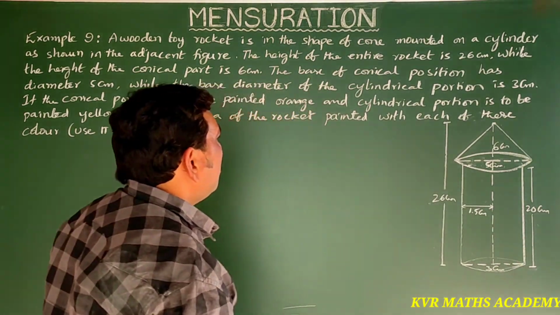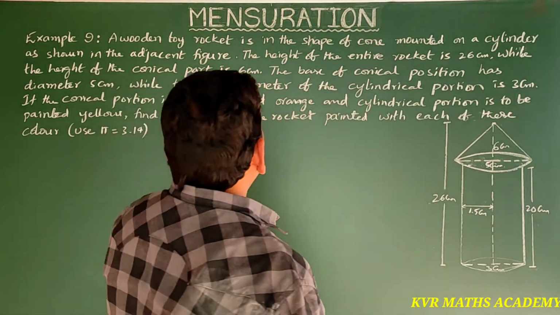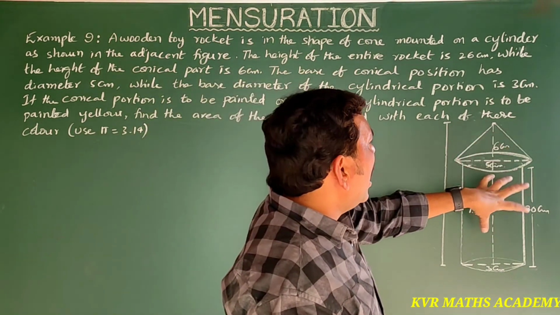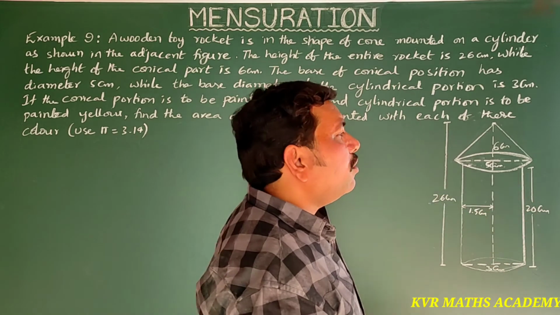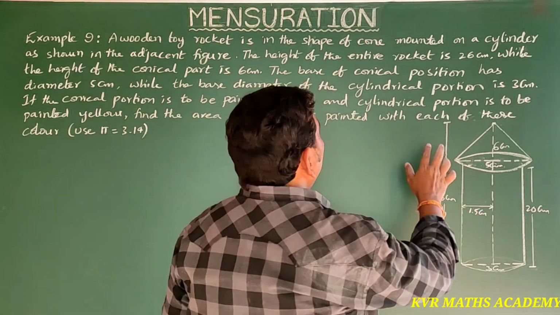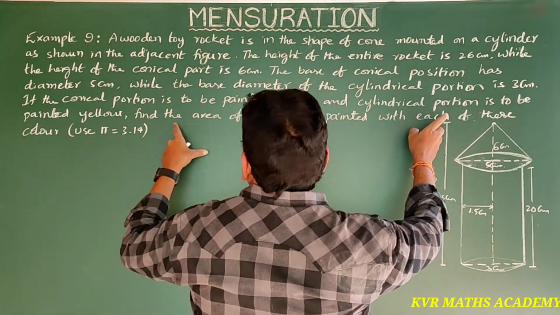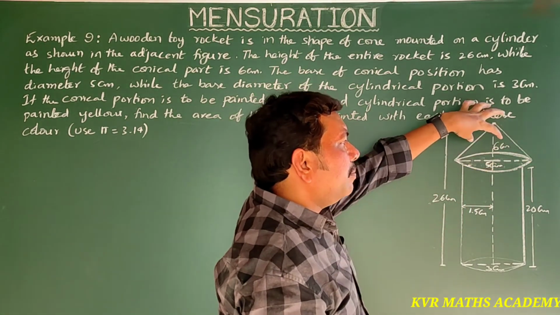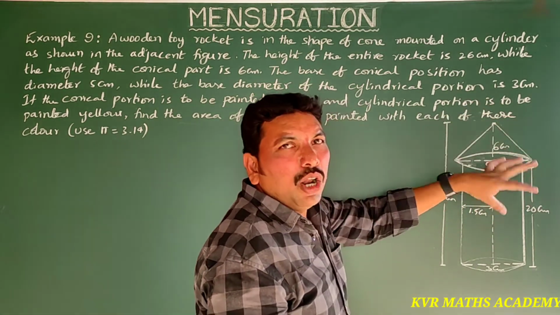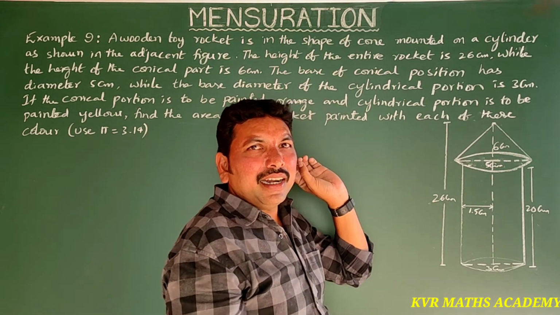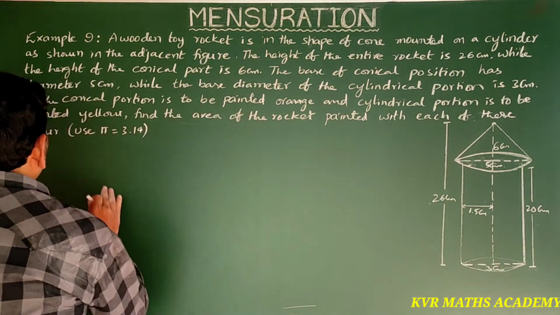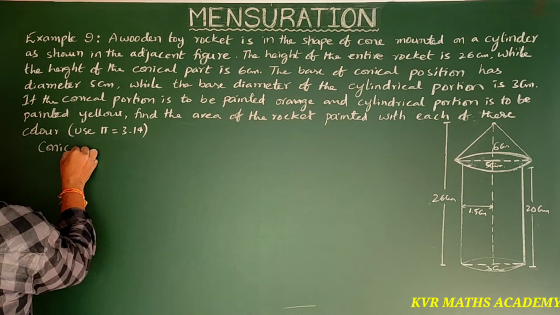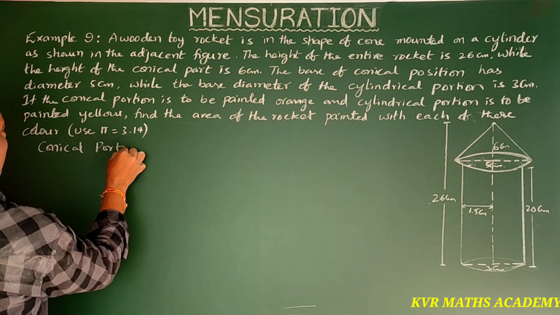Next, the painter wants to paint the conical portion orange and the rest yellow. So we have to find the area of the rocket painted in each color. So painted orange and painted yellow we should find. Right, let us find. First, the conical portion, let us see.